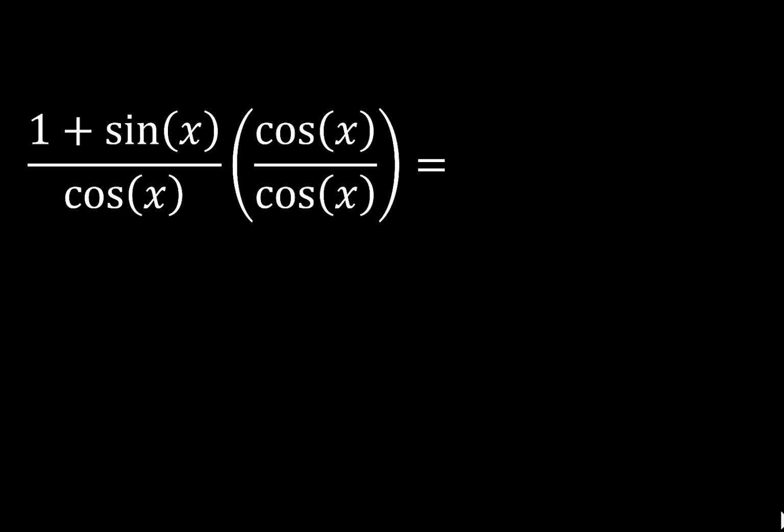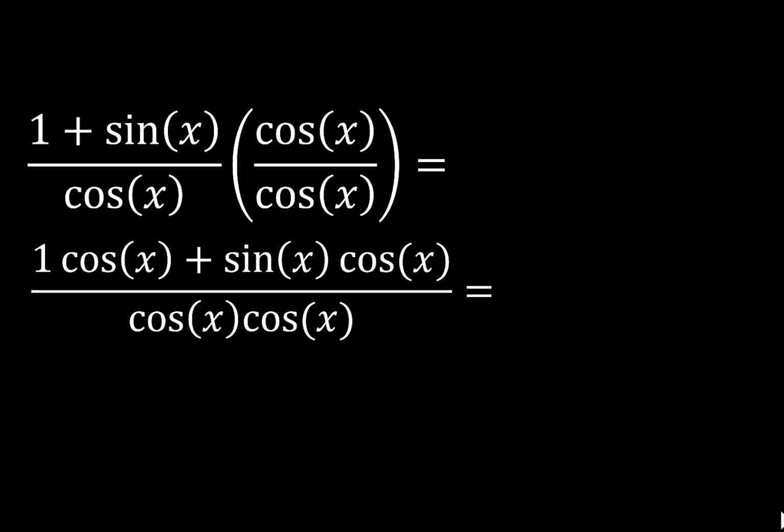From here, I want to distribute the cosine of x. So I have 1 times cosine of x plus sine of x times cosine of x, and in the bottom I have cosine x times cosine x. At first this doesn't look much better, but I do notice I have cosine x times cosine x in the denominator, which I can write as cosine squared x.